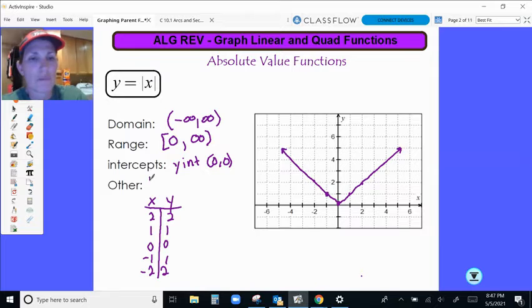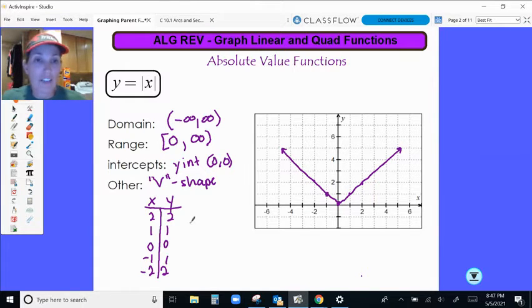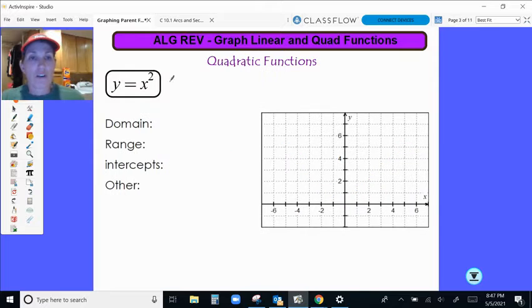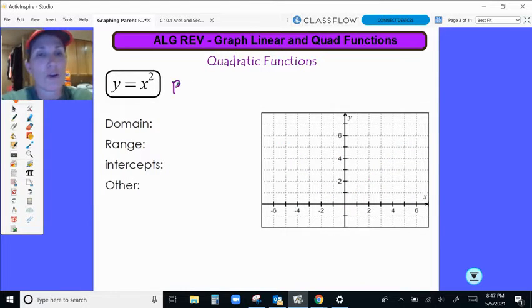Other than that, it's the shape of a V. It's a V shape. Right. And so make sure you understand that whenever anybody says absolute value graph, it should look like a V and nothing else. Okay. Okay, onto our quadratic function. This is a parabola. Okay, this is called a parabola.